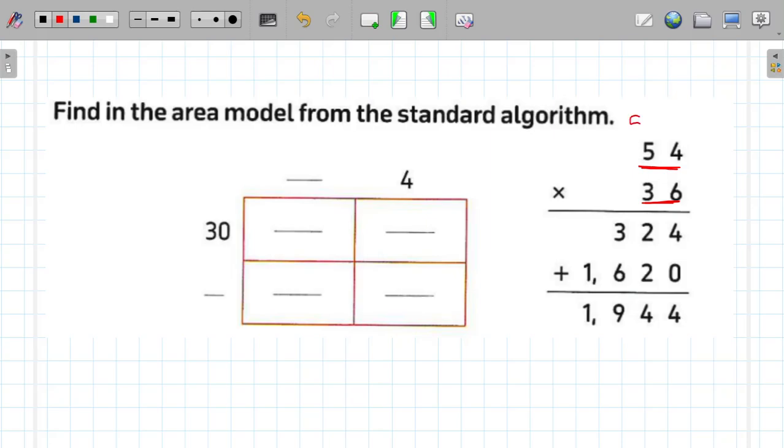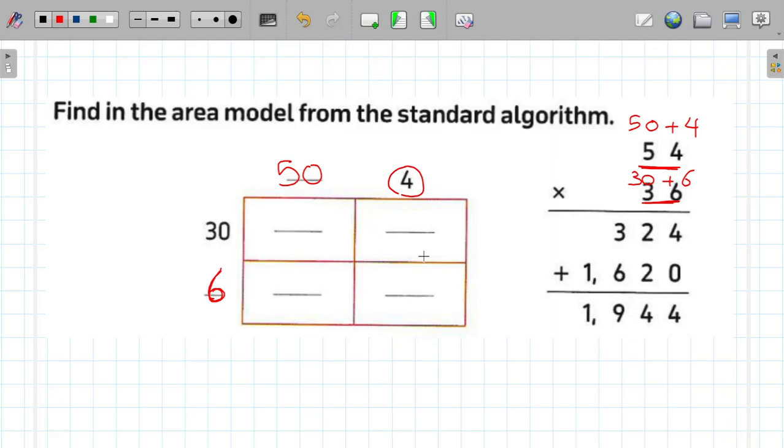54 equals 50 plus 4. And here I have 4, so the missing number here is 50. The second number here I have 36, so it will be 30 plus 6. I have 30, but I don't have 6, so I will write 6. So the missing sides are now not missing. Okay?